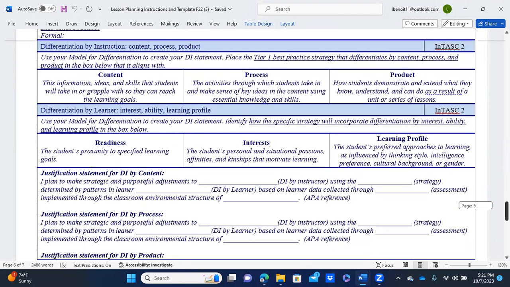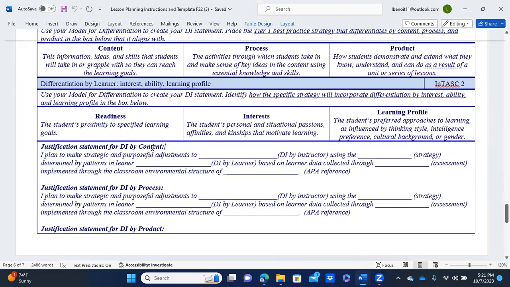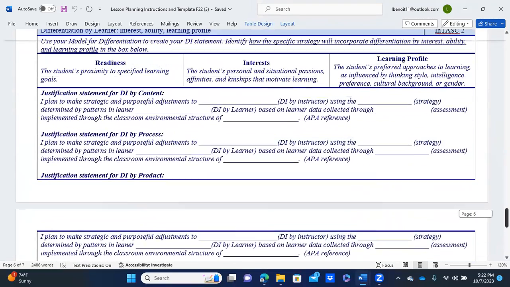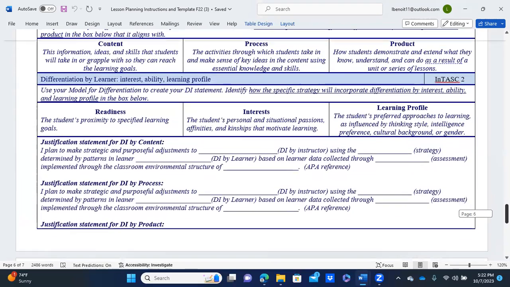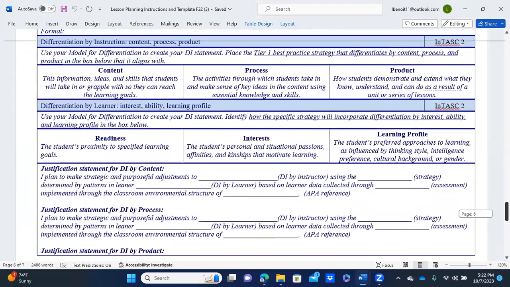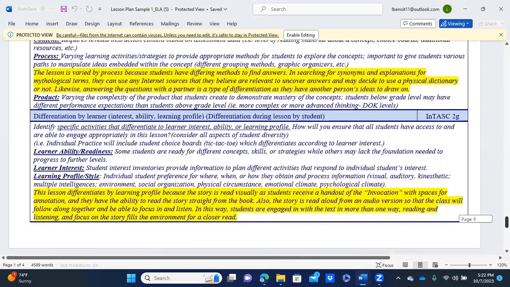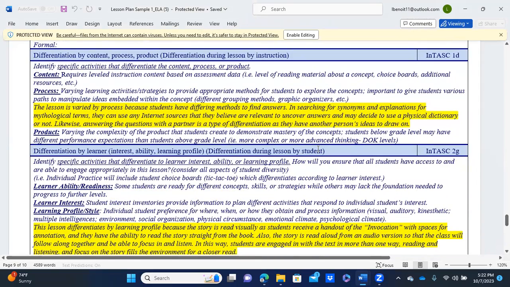Notice that here's the justification statement for content, and here's the one for process. Here's one for product. And that just gives you an idea. You also have readiness, interest, and learning profile. So let's look at these. She highlighted them in yellow, which I greatly appreciated. That made it much, much easier for me to find in the template. Also, this one didn't have the boxes, but that's okay. This was just an earlier version of our lesson plan format.